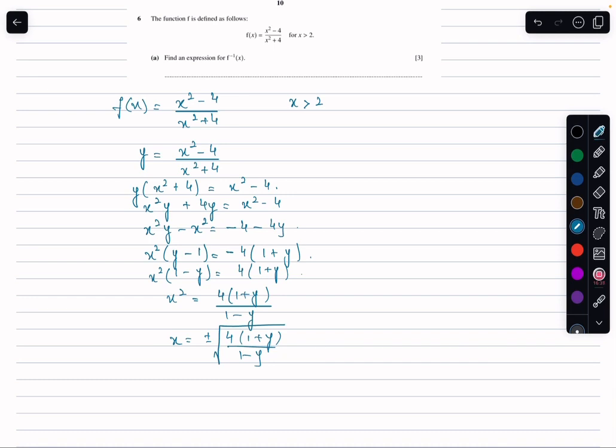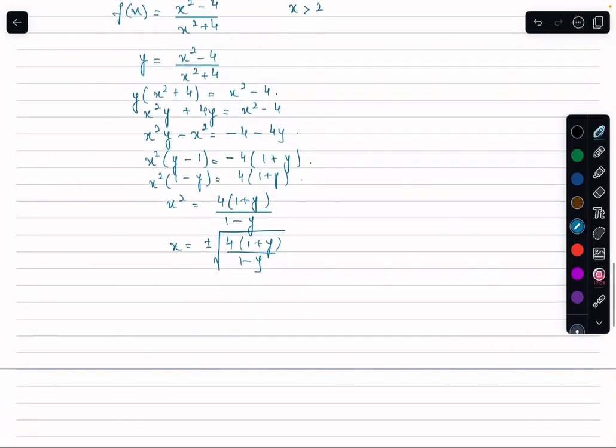So x is, the domain says it has to be for the x values which are greater than 2. So all the x values need to be greater than 2. It's a reciprocal function, so I know that for this reciprocal function, my graph needs to be asymptotic towards the x-axis and the y-axis. So if x is greater than 2, then my function values need to be all positive, also greater than 0. Therefore, the function inverse, f inverse x, shall be with the positive sign, and I can say that this is the square root of 4 (1 plus x) divided by (1 minus x) here.